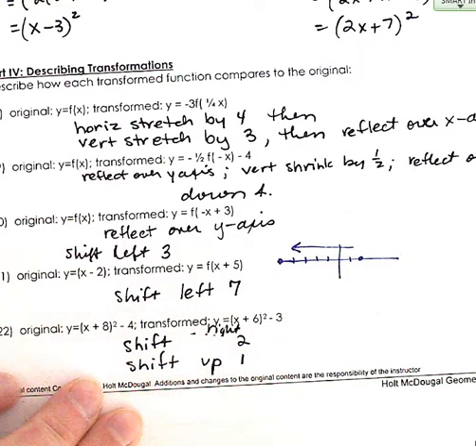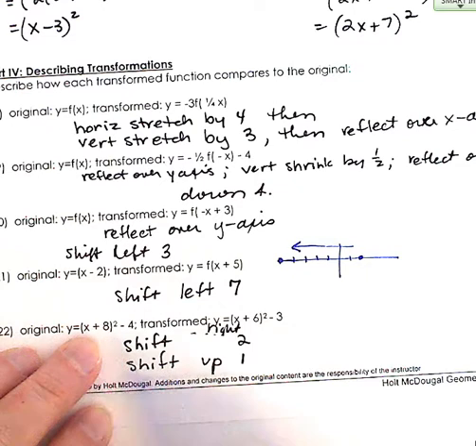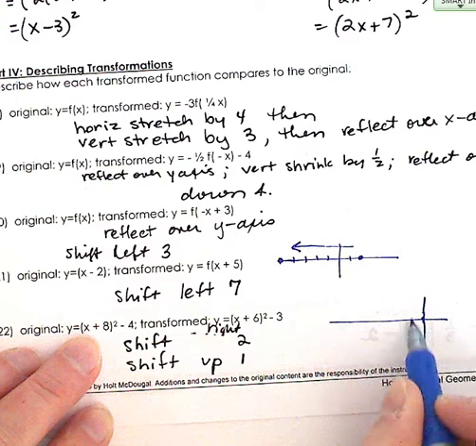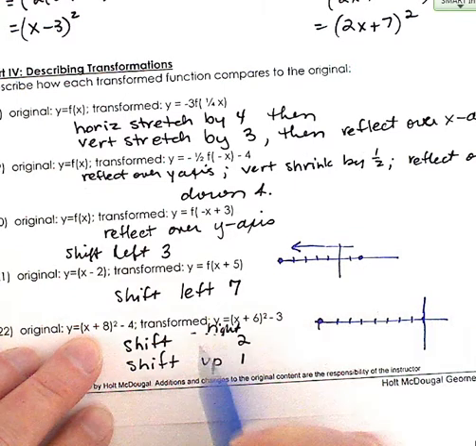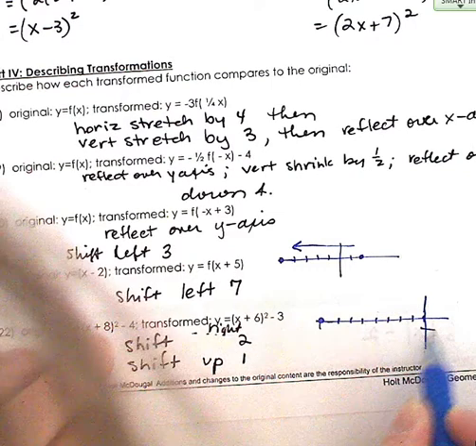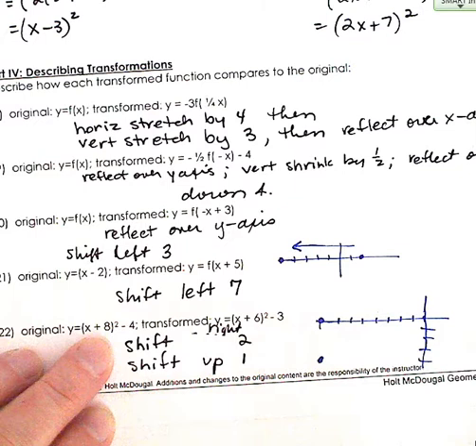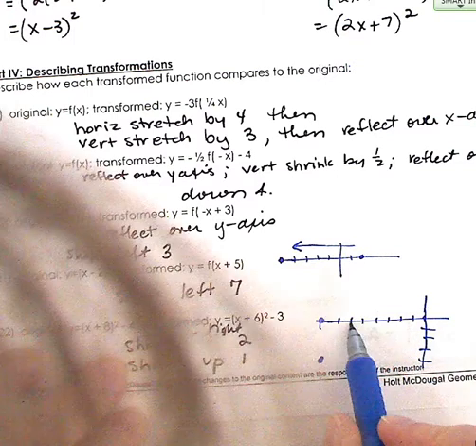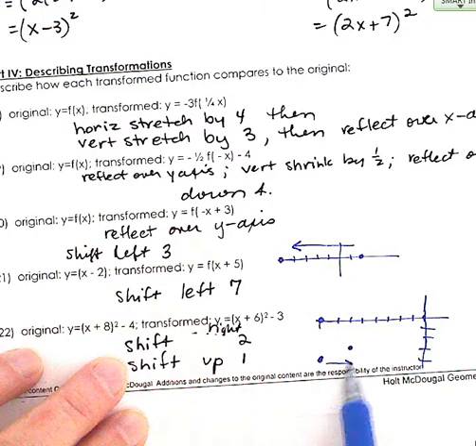And then what's going on with number 22? We are starting off with something that's to the left by 8, and down 4. Right, let's say that was the origin of whatever this thing is. After it's been transformed, it's only going to be to the left 6 and down 3. So what did we do? We went to the right 2 and up 1.